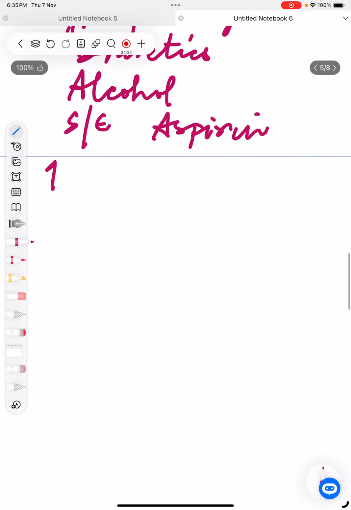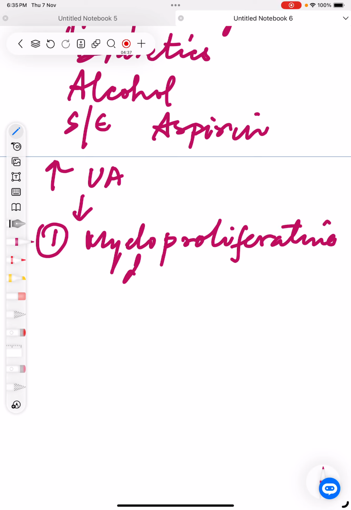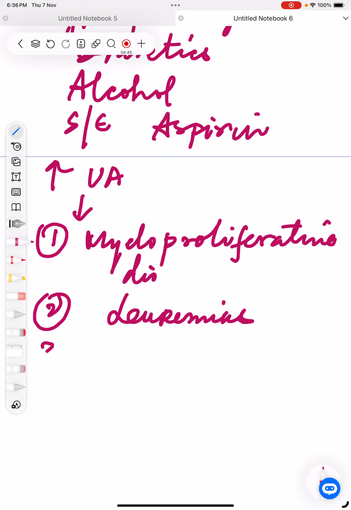Now, overproduction of uric acid can also be seen in other conditions like myeloproliferative disorders. You can also see this in many forms of leukemias and even in cases of psoriasis. So this can be an associated condition with these conditions.